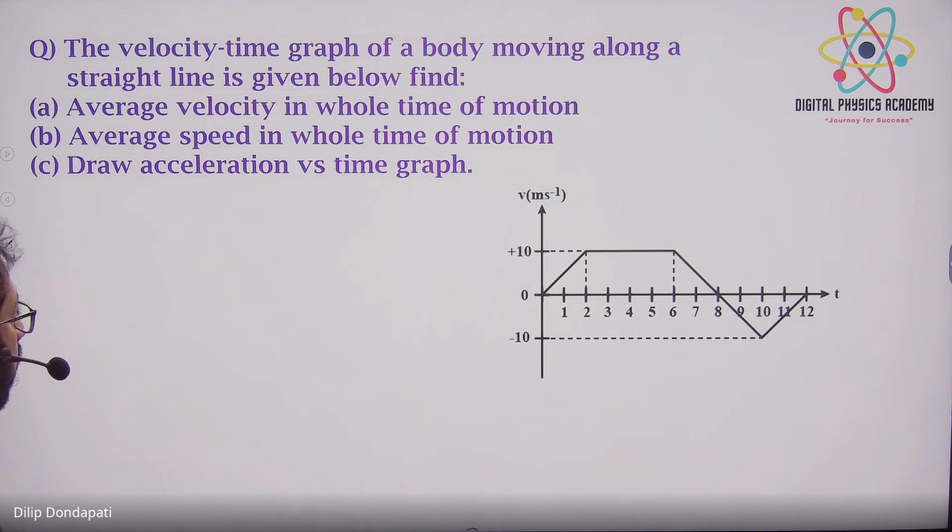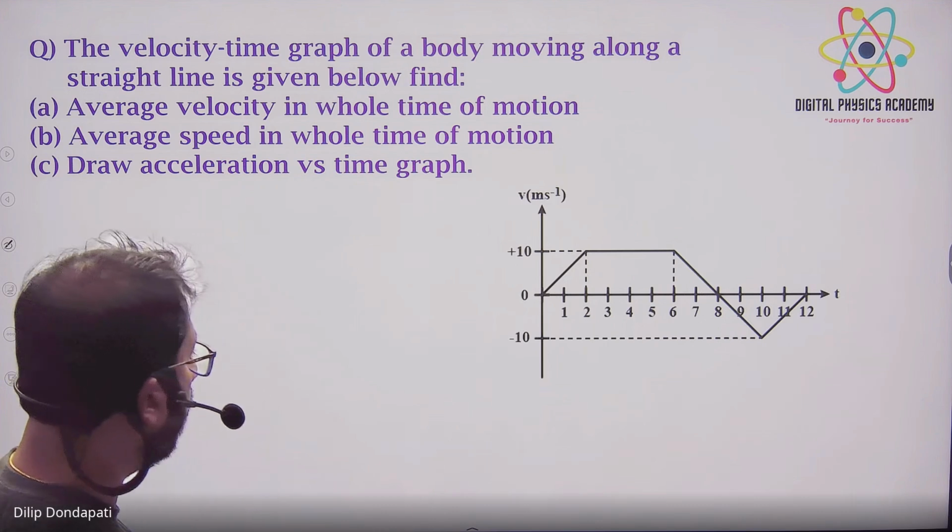Sir, the ending time is 12, right? The last time is 12. Yeah, 12.